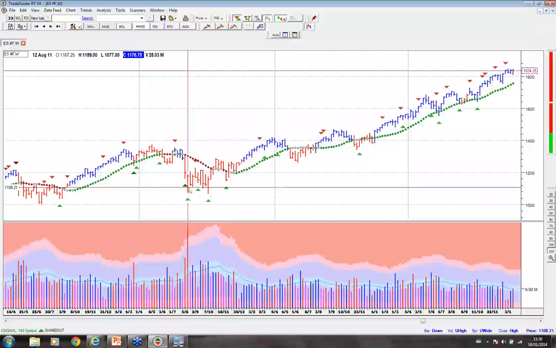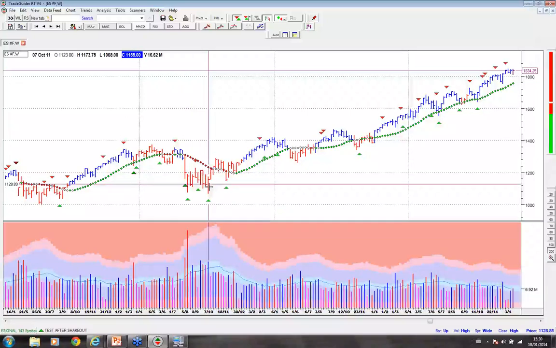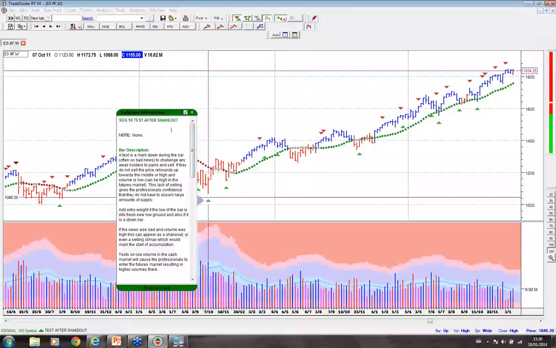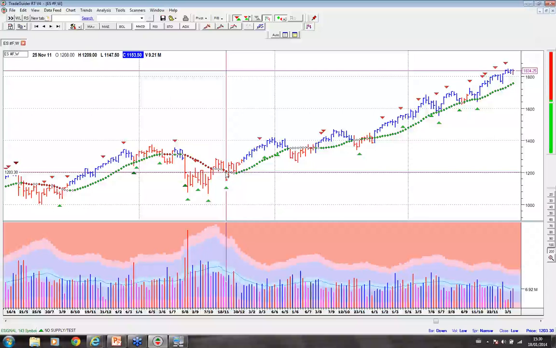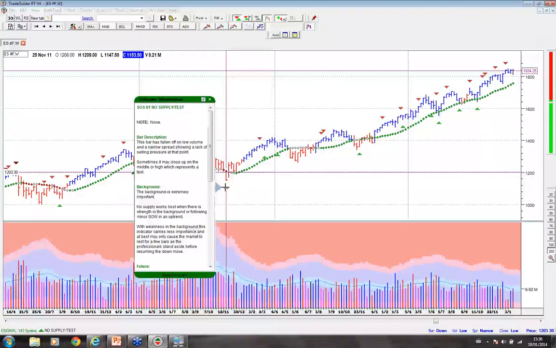So here's your first one, 2, 3, 4, 5, 6, 7, 8, 9. So on the 9th bar after the shakeout appears number 16, 10, 11, 12, 13, 14, 15, and then 16 appears. Now this is the completion within 25 bars of the sequence.